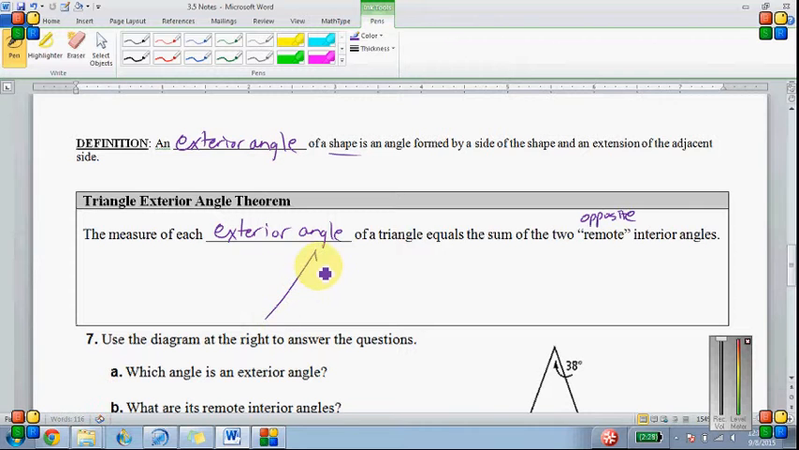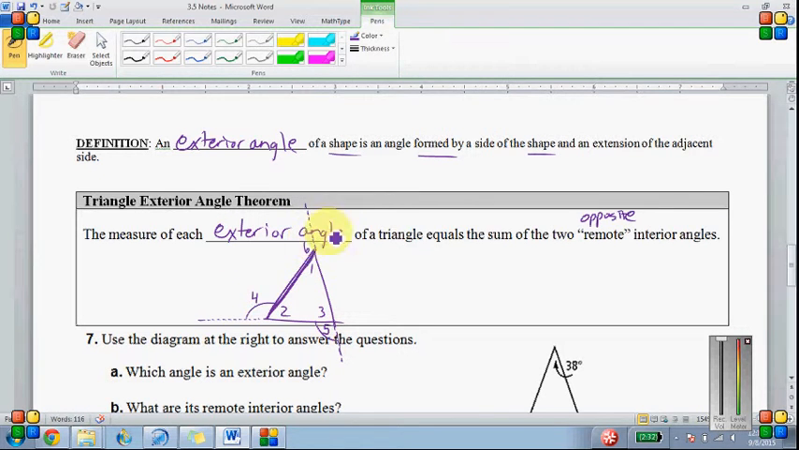So what this means for a triangle is if I have a triangle like this, I've got angles 1, 2, and 3. It says it's formed by a side of a shape and an extension of the adjacent side. So if I'm looking at this side right here, an adjacent side would be this side on the bottom. If I extend that side to make a straight line, this angle right here, we'll call it angle 4, that would be an exterior angle. If I instead extended this side right here, this angle right here, we'll call that 5, that would also be an exterior angle. If I extended this side right here, angle 6 right here would be an exterior angle.